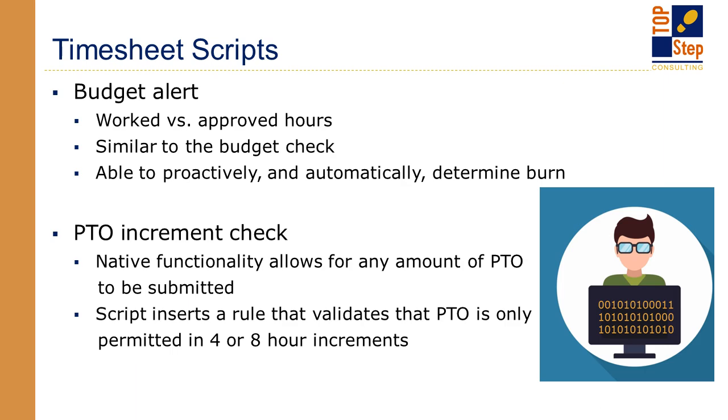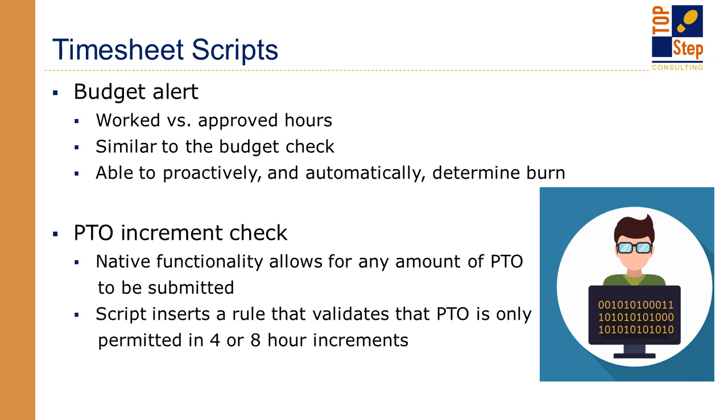A couple other scripts that we've written are the budget alert, worked versus approved hours. This is similar to the budget check. This can compare those hours that are worked, i.e. those hours that are entered but not yet submitted, and the project manager, for example, can see the updates as the users are entering time throughout the week, ideally. Ideally, they're not waiting until the very last minute, 5 o'clock on a Friday, to put their time in. I know it happens. Raise my hand, myself included sometimes. But you're able to look at those worked versus approved hours. So again, you can a little bit more proactively monitor if a task or a project is going to go over budget rather than finding out after the fact.